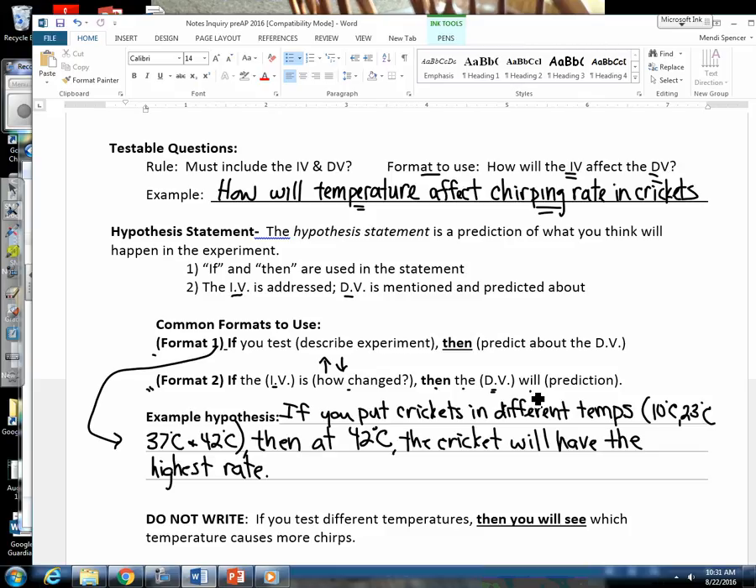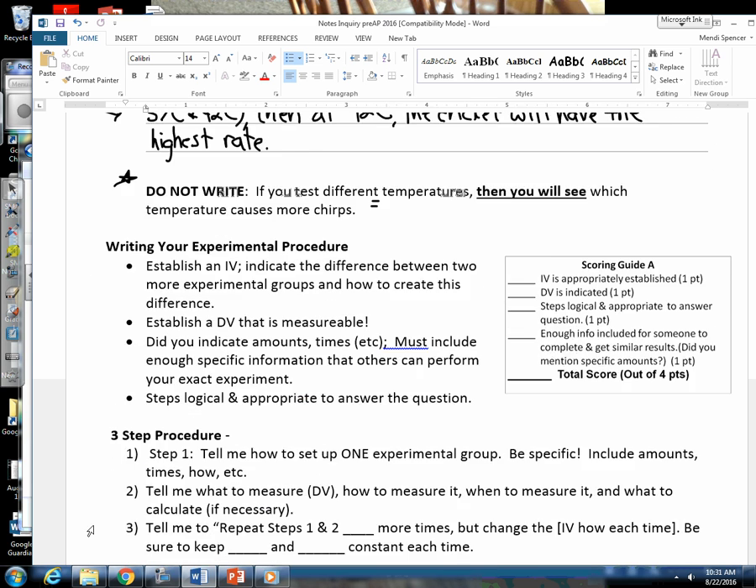The biggest mistake I see students write is indicated right here. They're going to say, if you test different temperatures, and they're not very specific about temperature. Are you increasing temperature? Are you decreasing temperature? So you need to be specific of how temperature is changing, or you can even list the different temperatures. And then students will also say, then you will see which temperature causes more chirps. That's not a prediction of what you think is going to happen. You need to be specific about, is chirping rate going to increase? Is it going to decrease? Or is it going to stay the same? Just not, you're going to see what's going to happen.